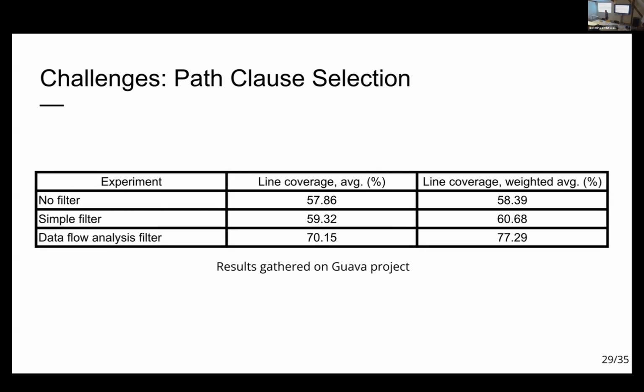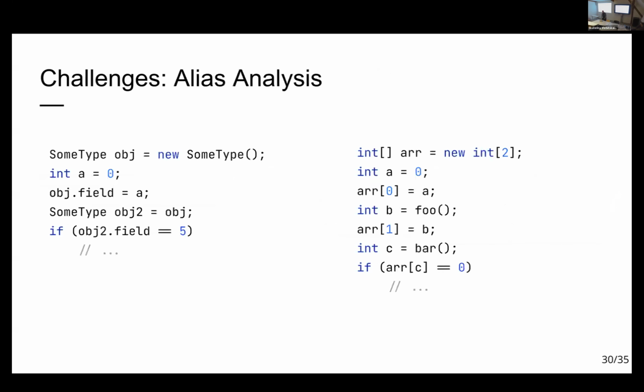Yeah, and this is the comparison of 3 methods: without any filtering, with a simple filter where we just skipped instanceofs and null checks, and the third one was this whole data flow analysis filter with smart choosing depending on distance to uncovered code. It was gathered on the Guava project. That's why digits are different. But still, you can see that data flow analysis brings much more coverage than it could have.